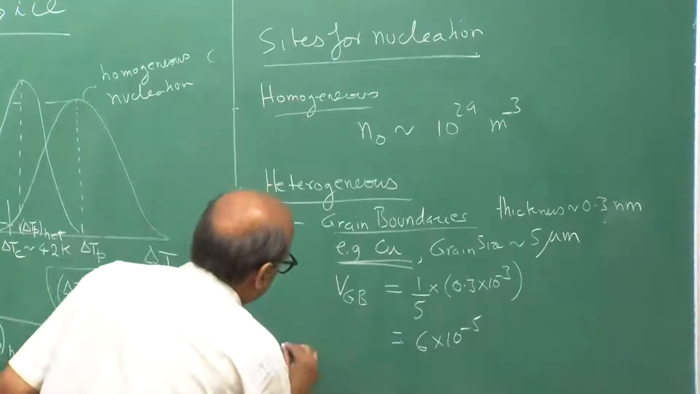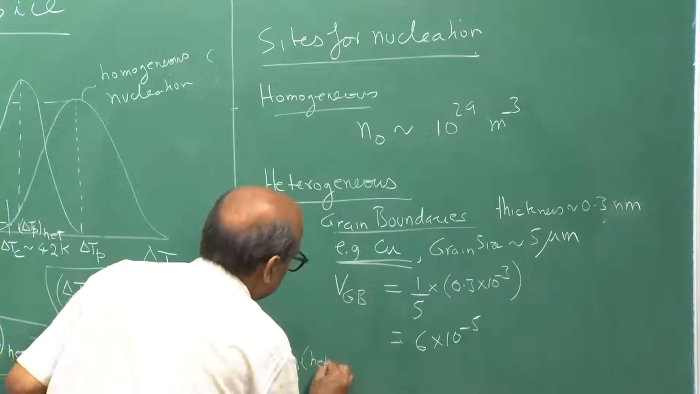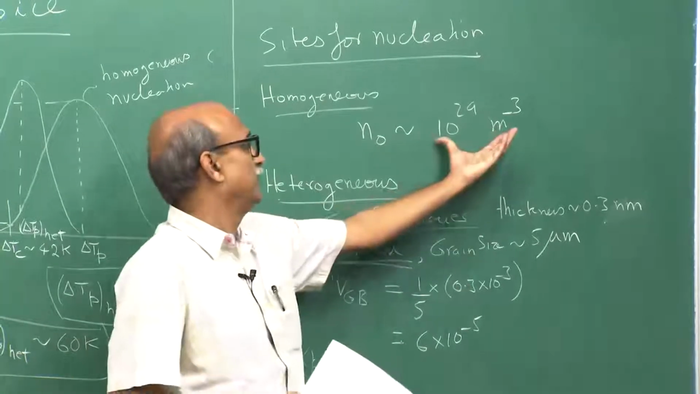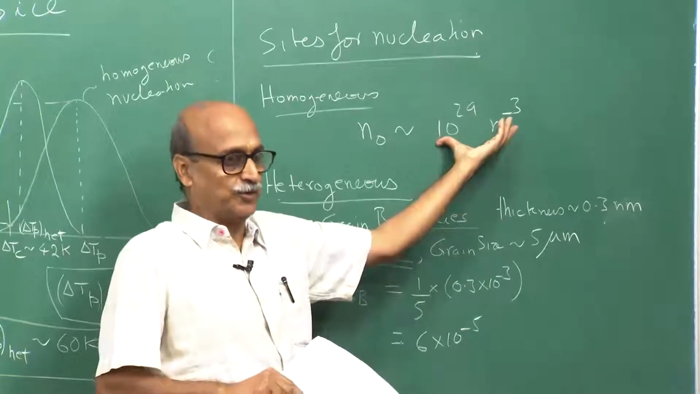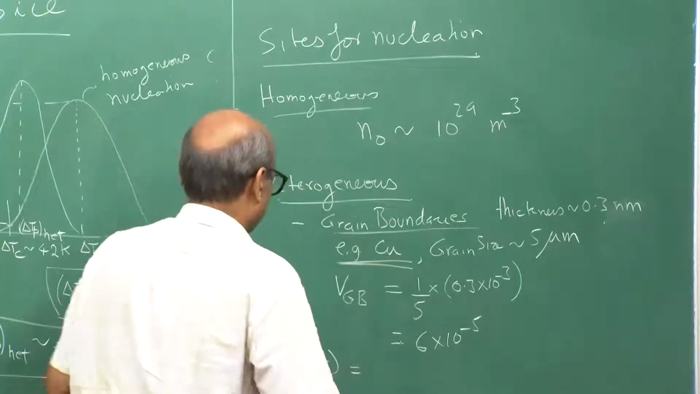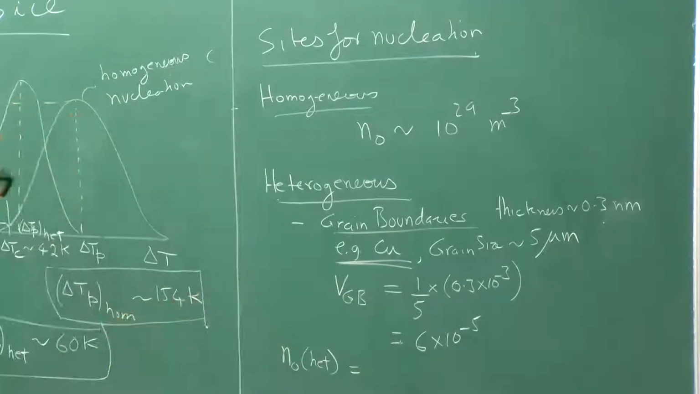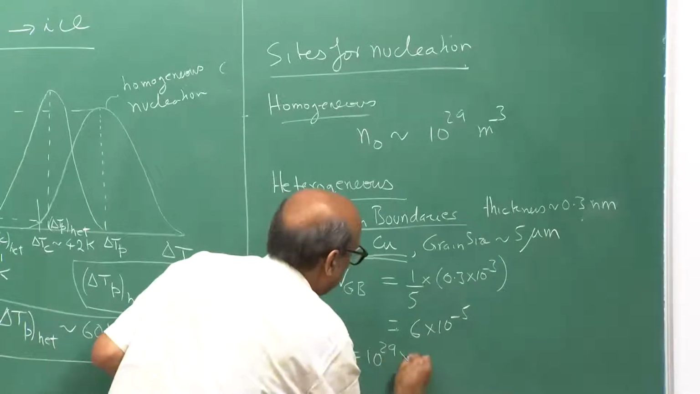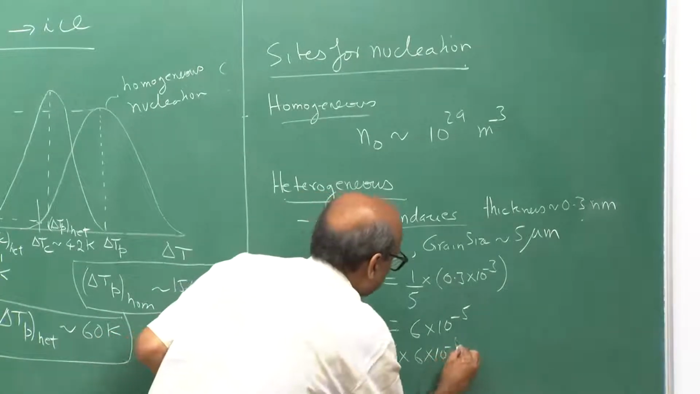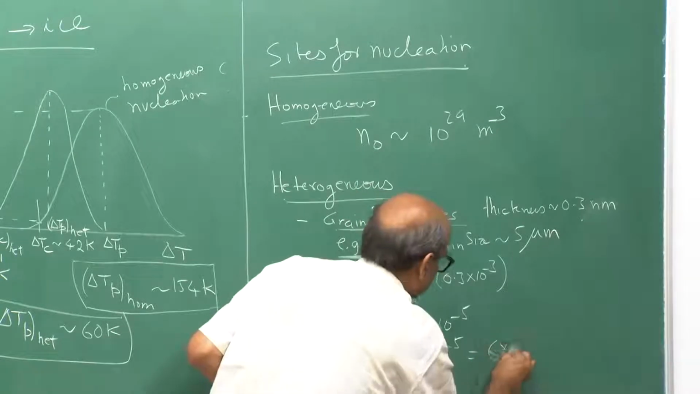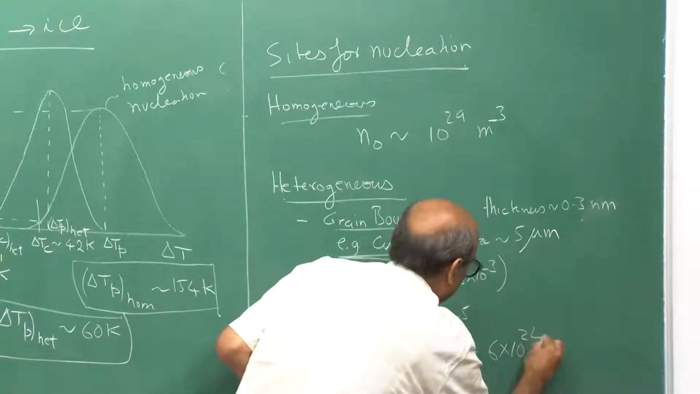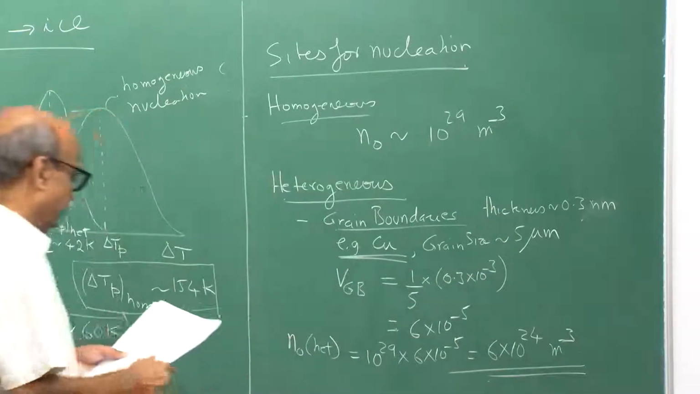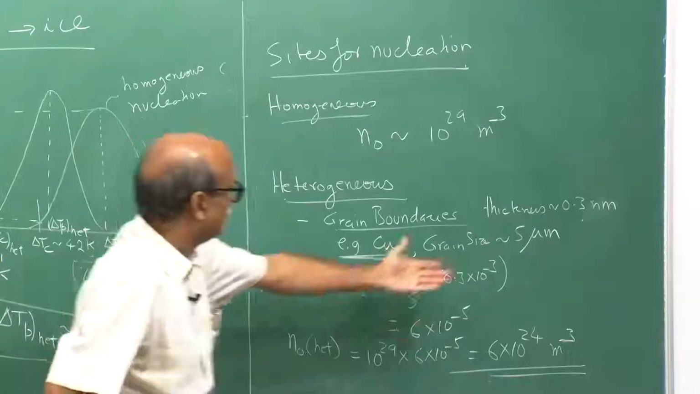And hence N0 in the heterogeneous case would simply be this volume fraction multiplied by so many sites that are available for the homogeneous nucleation. So, that would give me the heterogeneous nucleation site, and that would be 10 to power 29 into 6 into 10 to power minus 5, and that gives me 6 into 10 to power 24 per meter cube. So, it is all of the order of 10 to power 24.